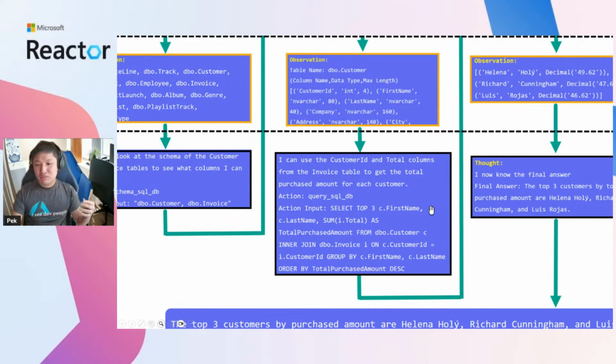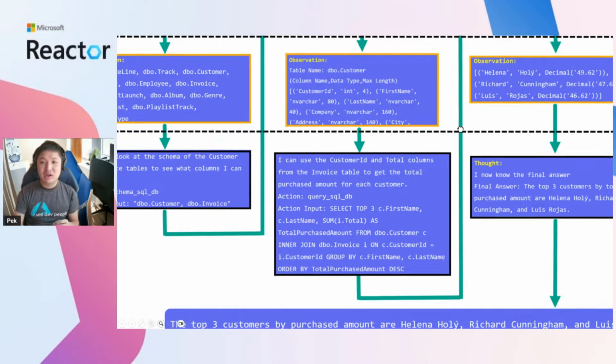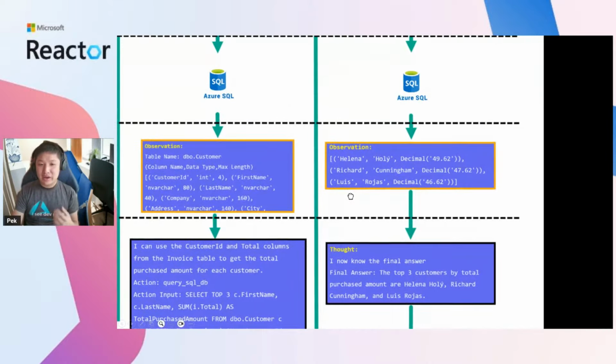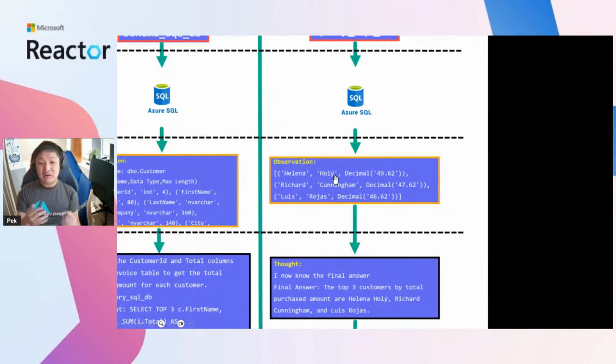So once we have this, okay, now I have this SQL query. I'm going to actually execute this SQL query. And when I've executed the SQL query, this is what I'm going to get, right? I have the first name, the last name, and of course, the sales amount of these customers.